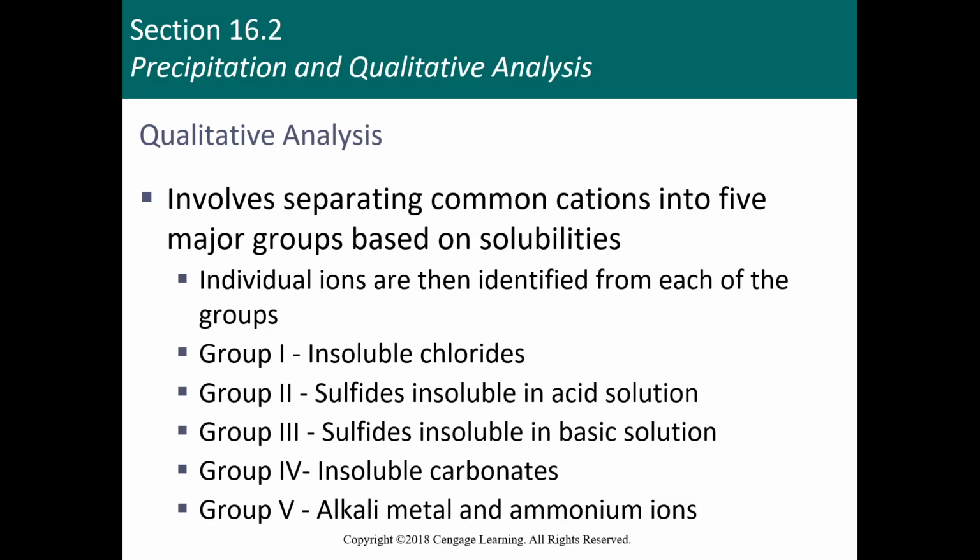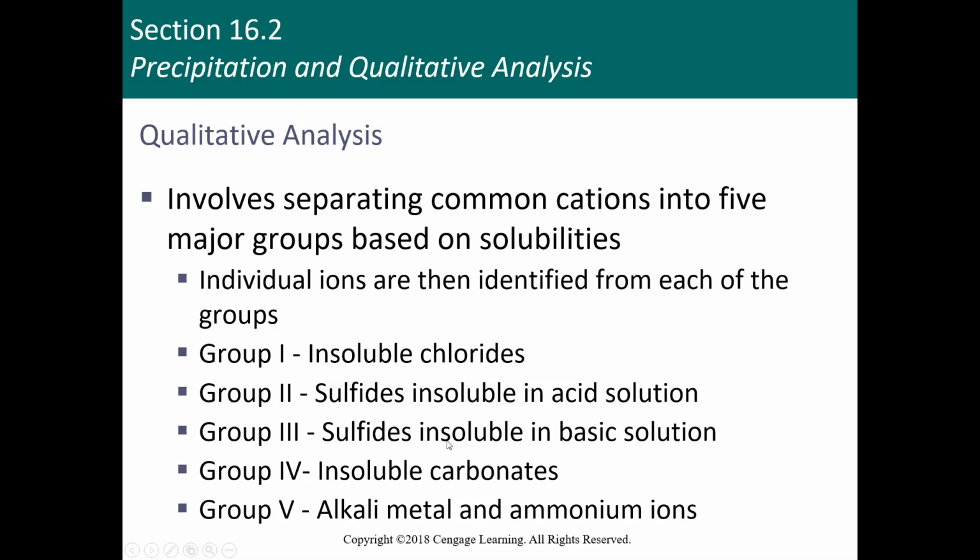So this is a great qualitative analysis, typically, and this is going to involve separating the common cations into 5 major groups based on solubilities. So your individual ions are then identified from each of those groups. Group 1 will be the insoluble chlorides. Group 2 would be the sulfides insoluble in acid solution. Group 3 would be the sulfides insoluble in basic solution. Group 4 would be the insoluble carbonates. And group 5 would be the alkali metal and ammonium ions.